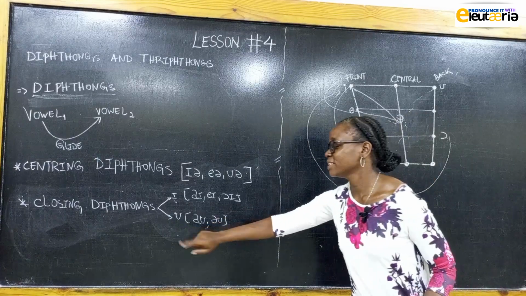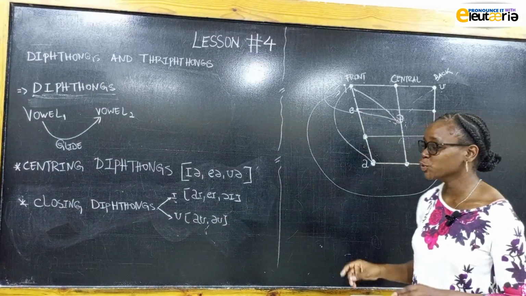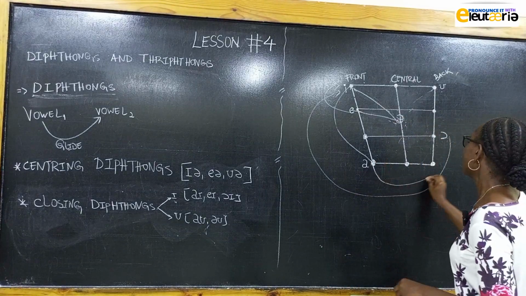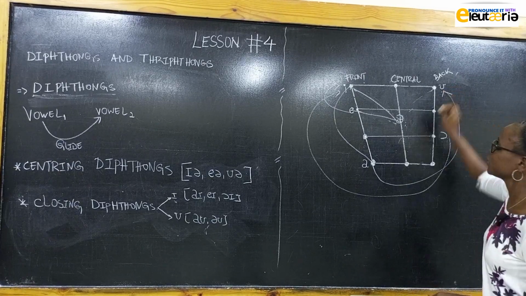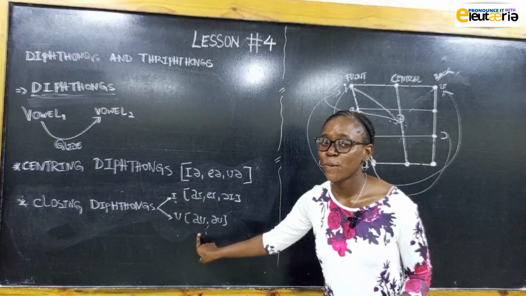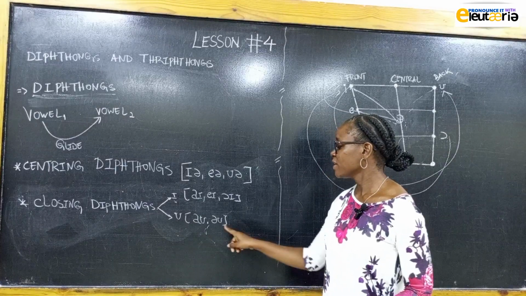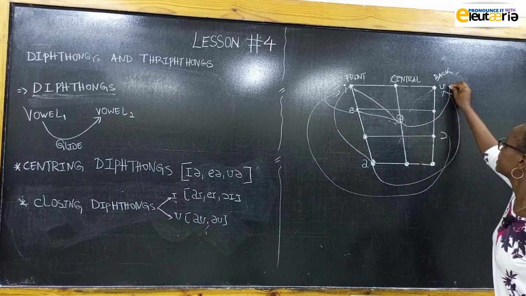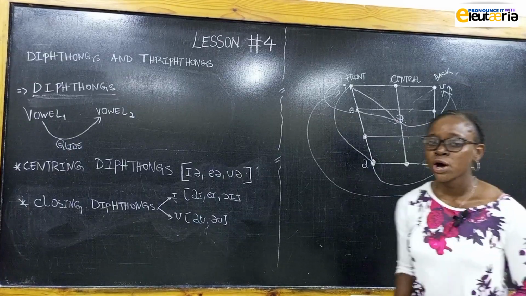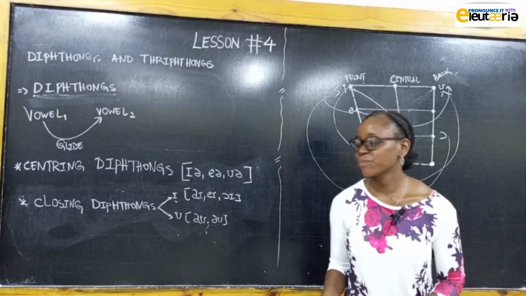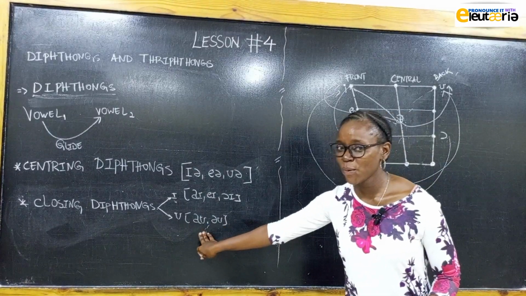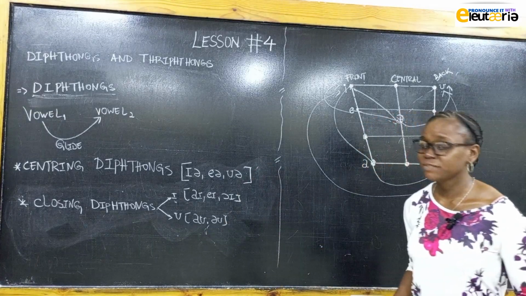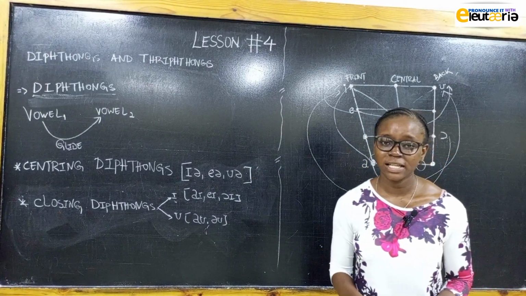Now we have the closing diphthongs ending in u. We have the vowel a that glides and goes to the u and they form ow. And then we have the vowel schwa that goes and meets the vowel u and forms o. So we have ow and o. These are the diphthongs that we have in the English language.